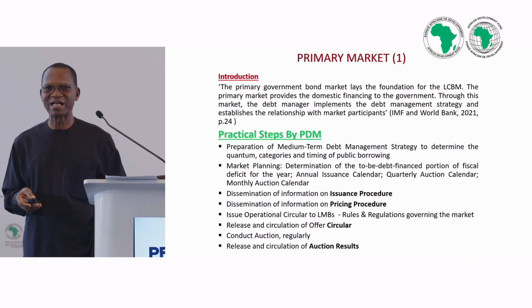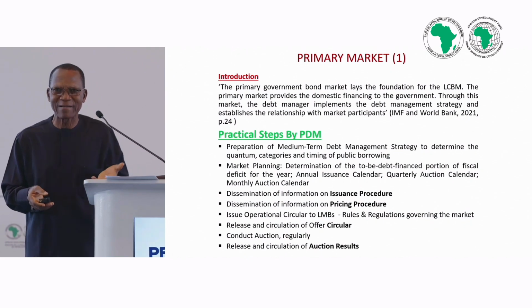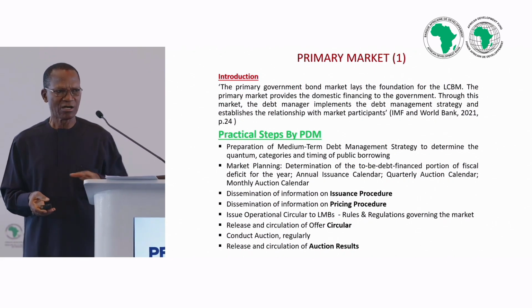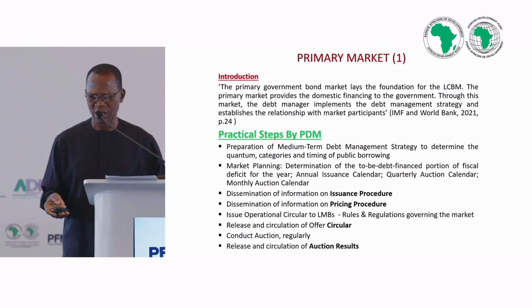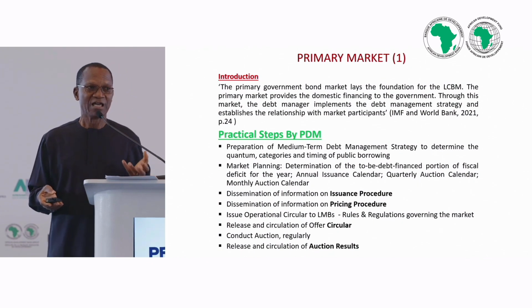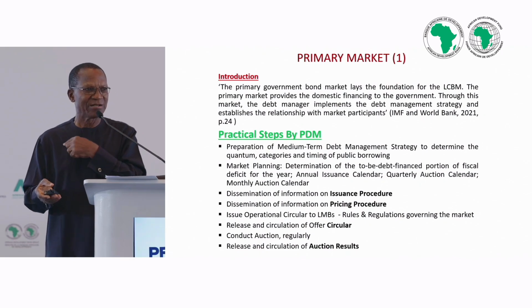You have to disseminate the issuance program. You have to let the public know that, look, government is going to borrow using this instrument, and you have to explain to them how it works. So the general public and the market should know all this. Therefore, you have to disseminate information on the issuance procedure and on the pricing procedure. Invariably, the pricing procedure is the type of auction you use, which I already described in the case of securitization, which means you are going to say, look, we are going to do it by auction.